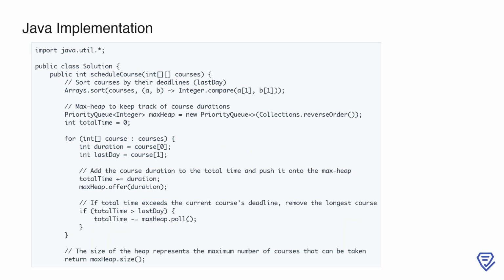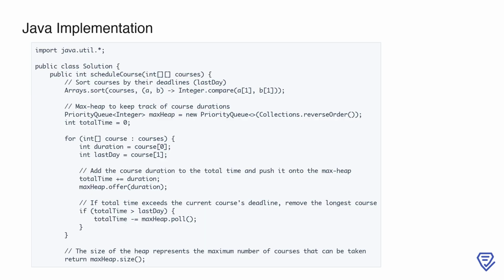Here, we start by importing the necessary libraries and defining our solution class. The main method, scheduleCourse, takes a 2D array courses as input, where each course is represented by its duration and deadline. The first step in our implementation is to sort the courses based on their deadlines. This ensures that we always consider the courses with earlier deadlines first, which allows us to make optimal decisions.